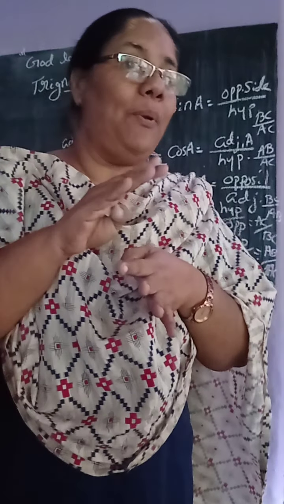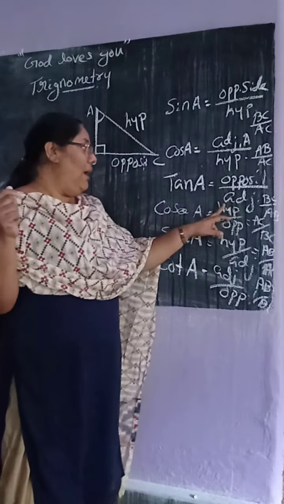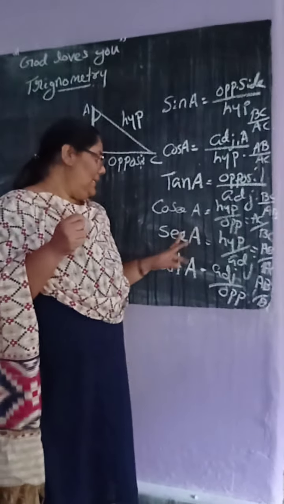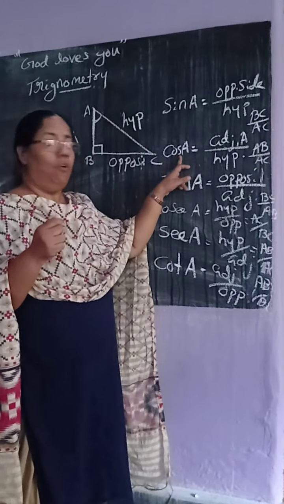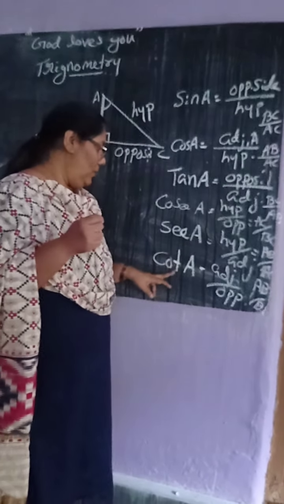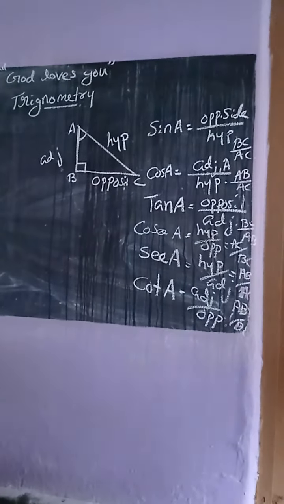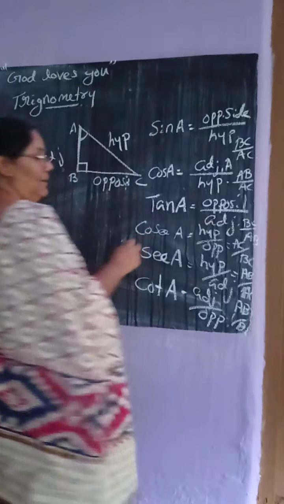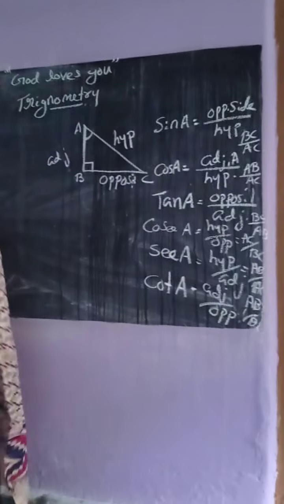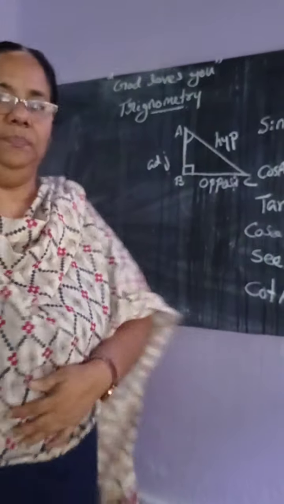Then how can you write cosec A? Cosec A is the reciprocal of sine A. Cosec A is equal to hypotenuse by opposite. Sec A is the reciprocal of cos A, hypotenuse by adjacent side. And cot A is equal to adjacent by opposite side. Look here how to do the problems from this chapter.